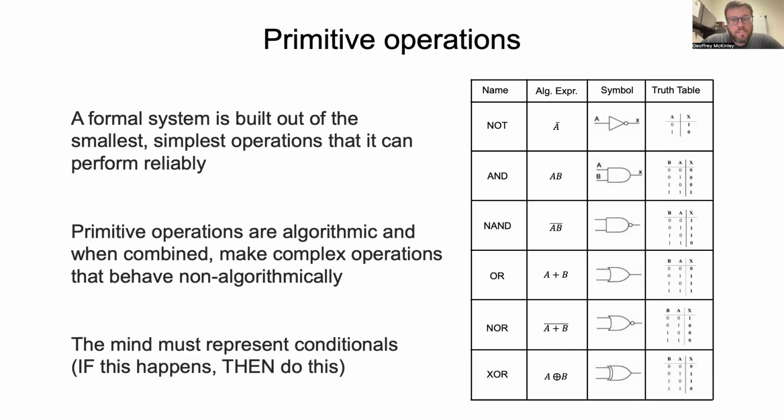So if the mind is a formal system, then the mind must represent these conditionals in some way, right? So if this happens, then do this. If A does not happen, then do this. If A and B happen, do this. If A or B happens, do this. And then this would be the XOR logic gate. So if only A or B happens, then do this, right? And so the point here is that the mind must represent these conditionals in some way. And maybe there's a bunch of logic gates, so to speak, in our mind, and when they're combined together, they make complex behavior.